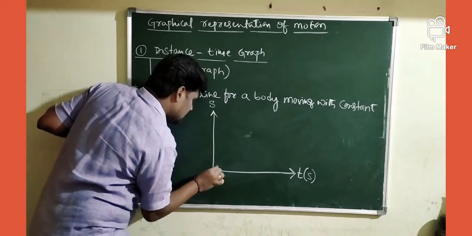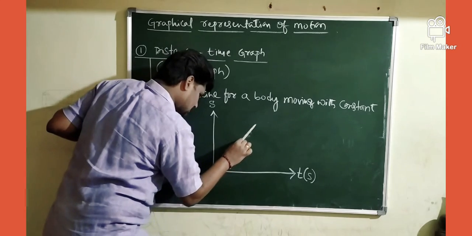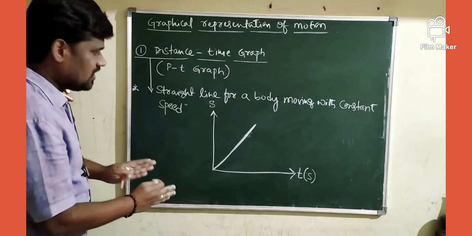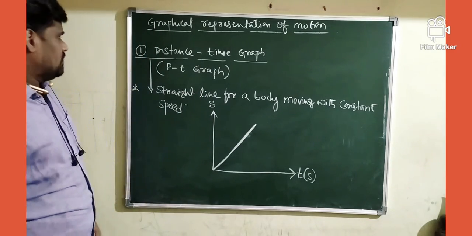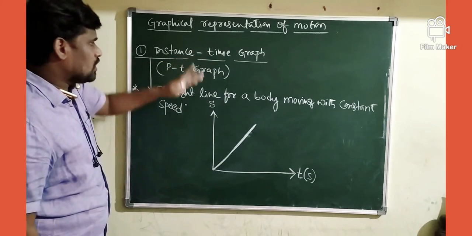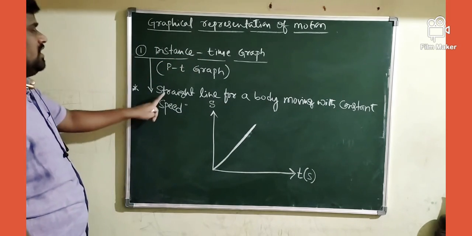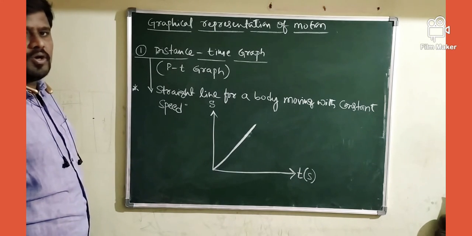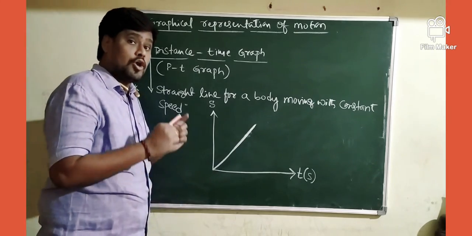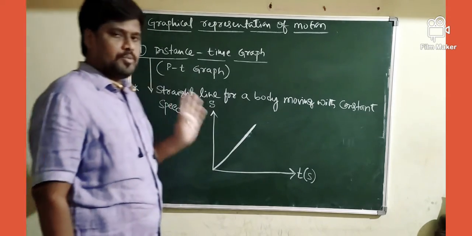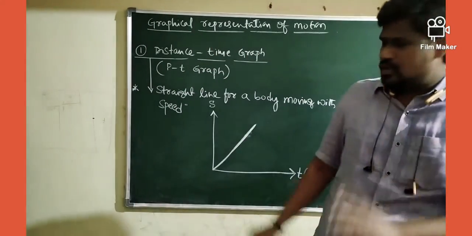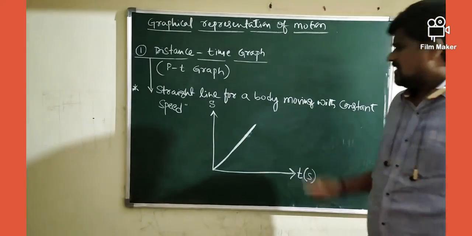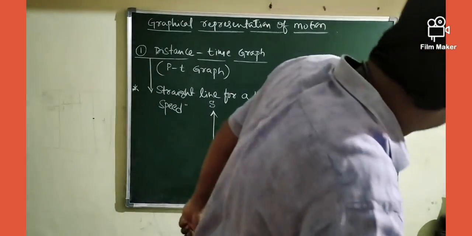Suppose the graph is a straight line, that is, linear. Then this graph is also called a linear graph. Suppose the distance-time graph for a moving body is a straight line, then what is the conclusion? We can say that the body is moving with uniform speed, or the speed of the body is constant. So if the graph is a straight line, definitely the speed of the body is constant. Let me take one simple example here.